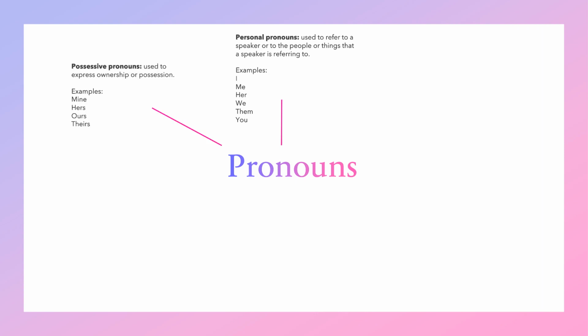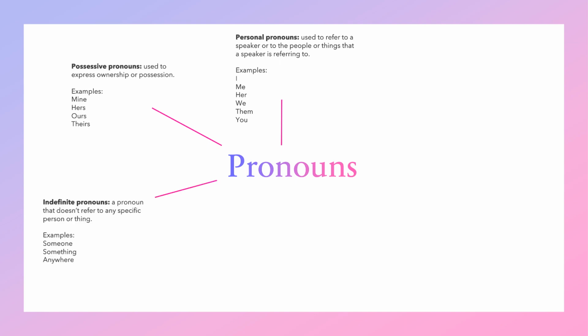The next one are possessive pronouns. These express ownership or possession. So mine, hers, ours, and theirs. It just shows that something is owned by someone else. So if I was to say that bottle is mine, I'm taking possession of that bottle. I'm claiming it as my possession. I own it. That's just how I remember that one.